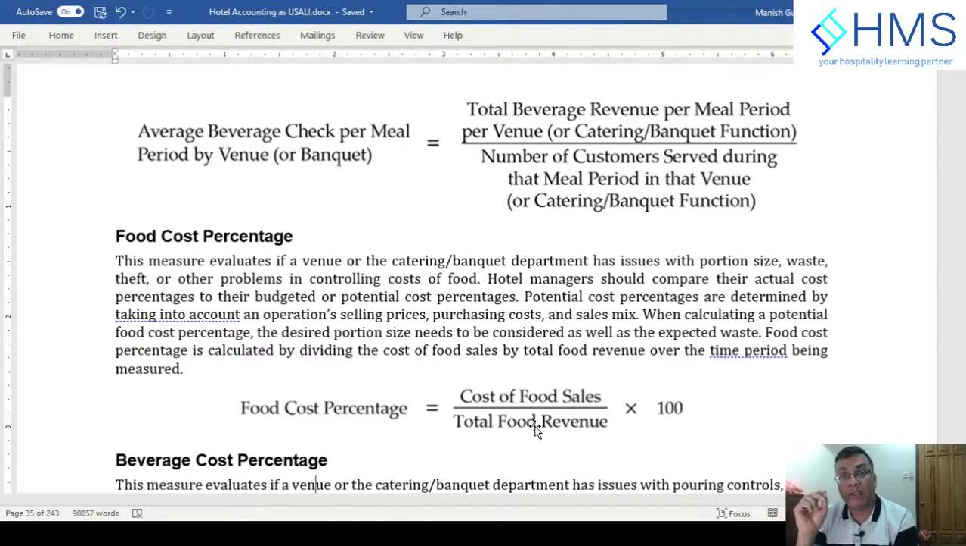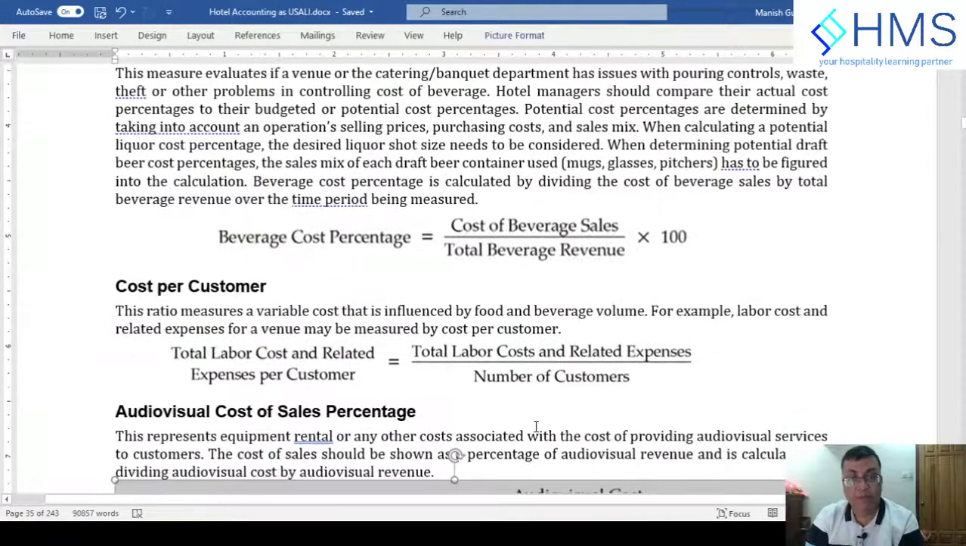If this cost is nearly the potential food cost, then it's fine. If there is a difference, then the department heads or the cost controller will need to identify the reason. Then you have the cost per customer, not only the labor but also the other operating costs, for example chinaware, glassware, decoration, cleaning supplies. We may want to see how much is the cost per customer, so that we can understand if we are spending too much or too little based on the scale of the business.